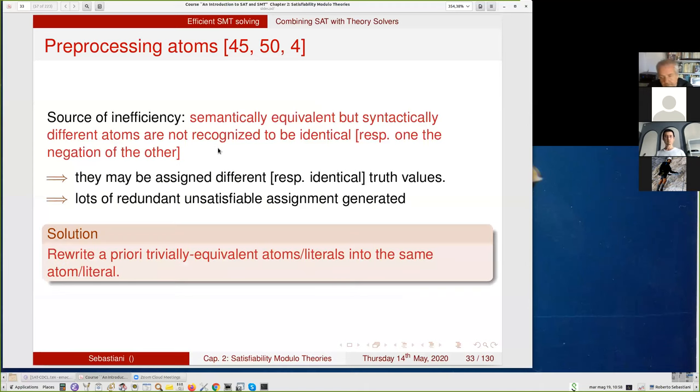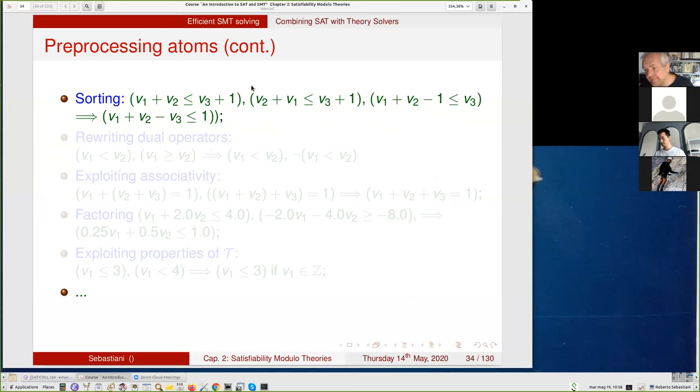So the solution is to identify as much as possible trivially equivalent atoms or literals and rewrite them into the same atom or the same literal, so that the Boolean structure maps them into the same atoms, and no such silly inconsistent assignment will be generated. So for instance, one important thing is sorting. If you have an expression like this, these three atoms are all equivalent, but they are just a permutation of one another. Let's rewrite them all the same way, V1 plus V2 minus V3. So you get a normal form to represent atoms of the same kind, so that all those three atoms will be rewritten as this, and so they will always be labeled with the same Boolean atom.